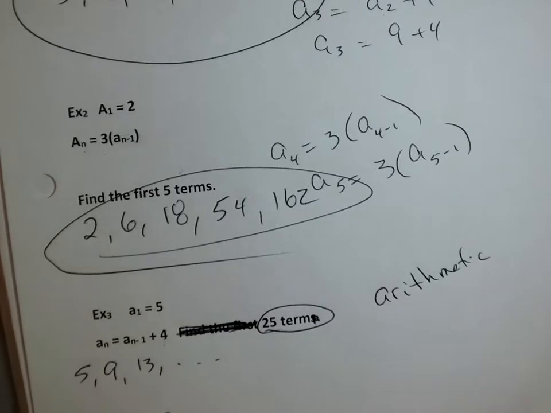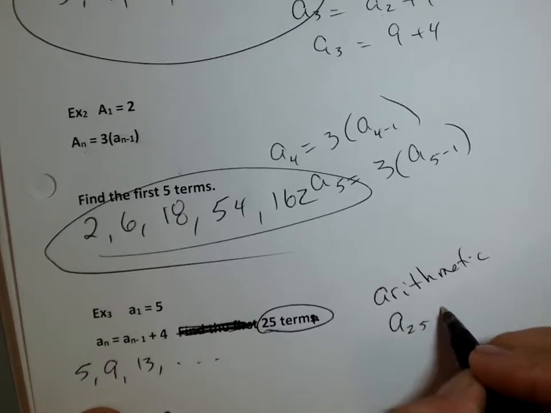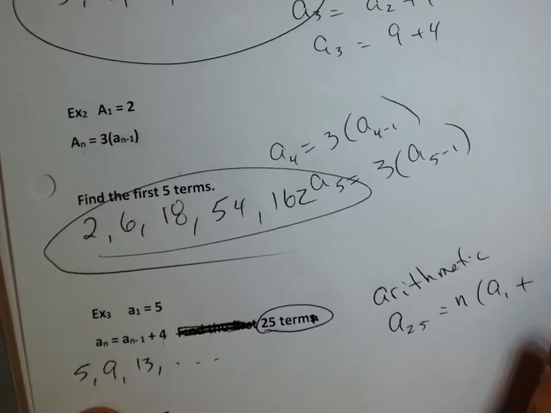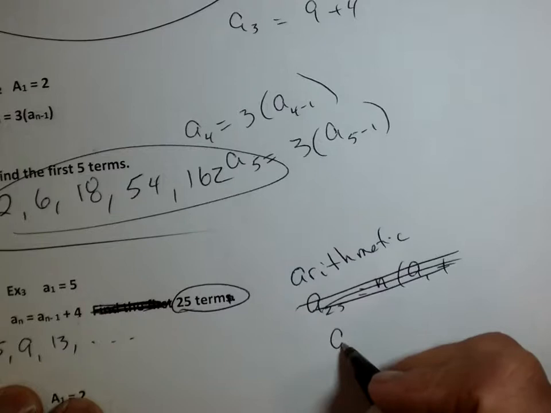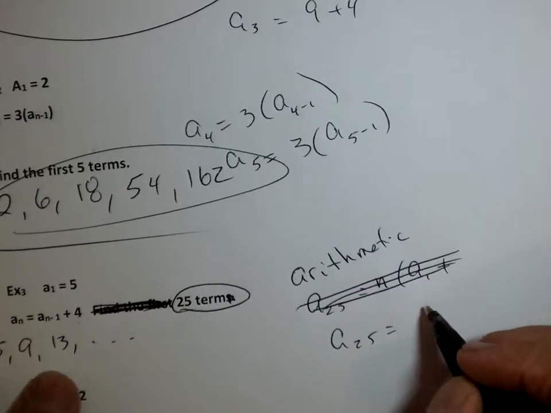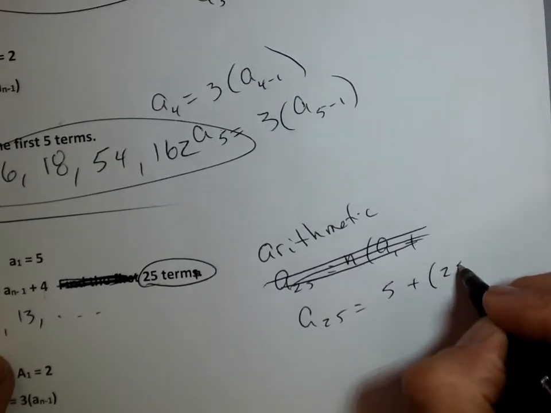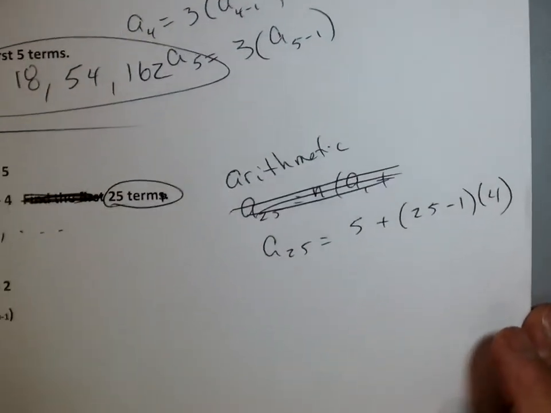So if I want to find the 25th term, I can make it. I keep adding 4, keep adding 4. But if I want to find the 25th term, then the fastest way is to use a formula that we had before. We could go a of 25 equals n times a1 plus, oh, wrong formula, my bad. A of 25 is equal to a1, which is 5, plus n, which is going to be my 25 minus 1 times d, which is 4. There we go.